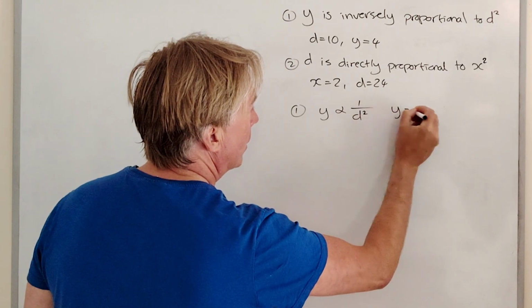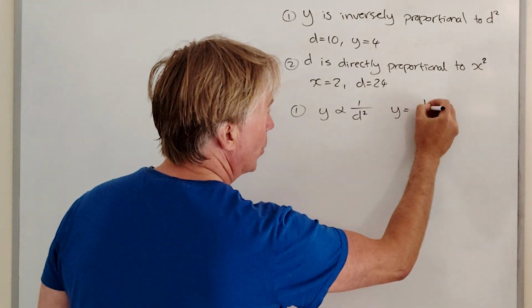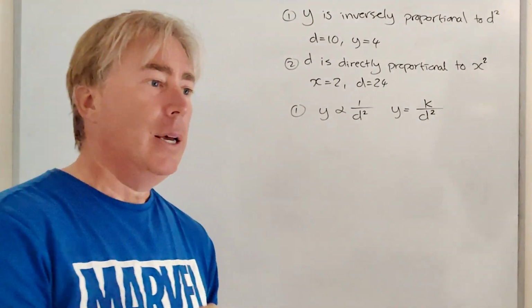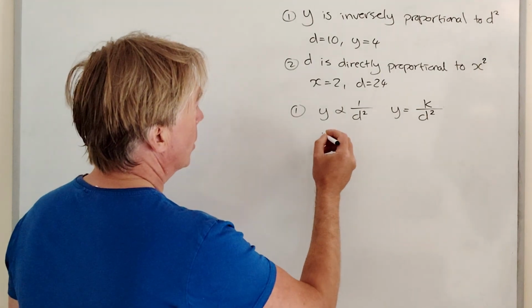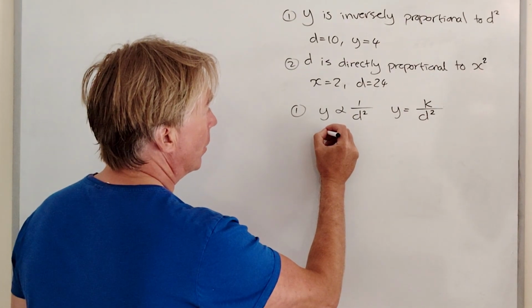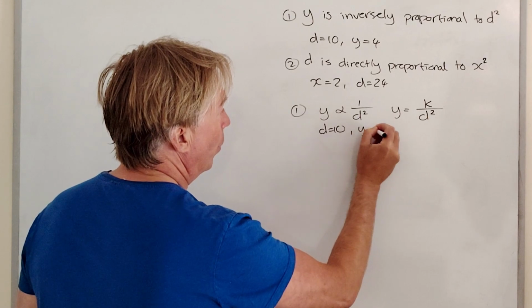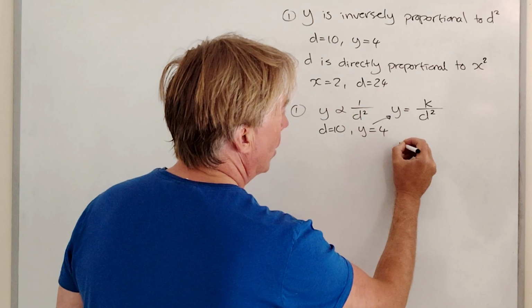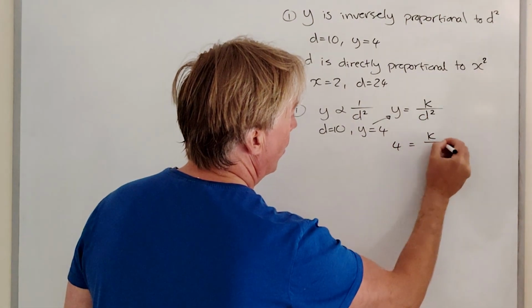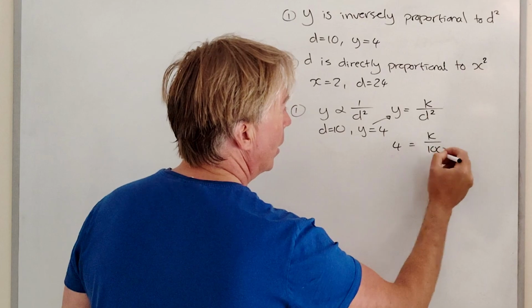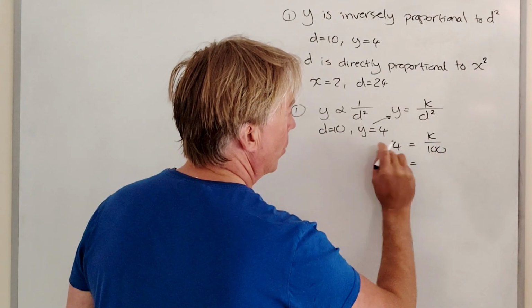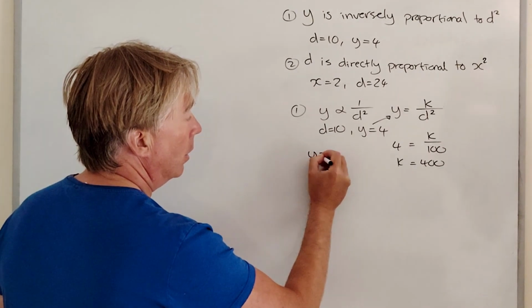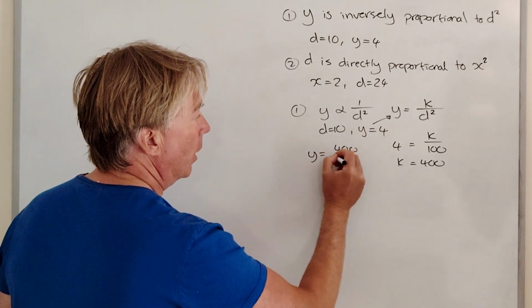Then we can get rid of the proportionality sign and multiply by a constant. We'll just call that k. The first thing to do is to work out the value of k. Nothing unusual so far. All we need to do is sub in our values. I know that d is equal to 10 and y is equal to 4. So 4 is equal to k over 10 squared, which is 100. Therefore k is equal to 100 times 4, 400. So we can write our relationship between y and d squared: y equals 400 over d squared.